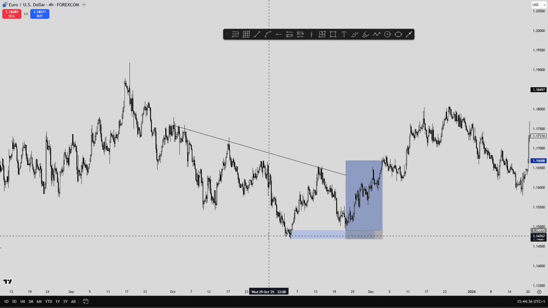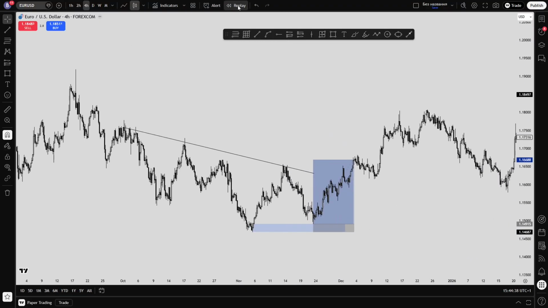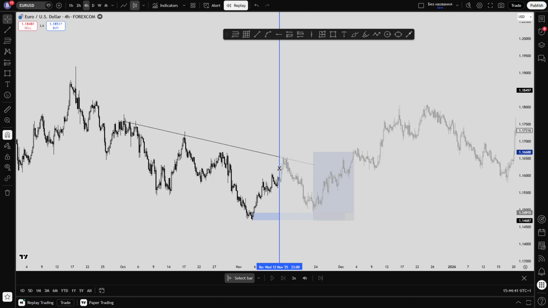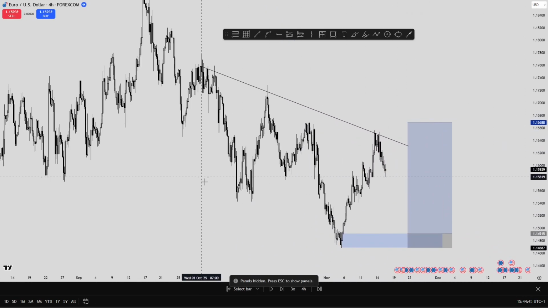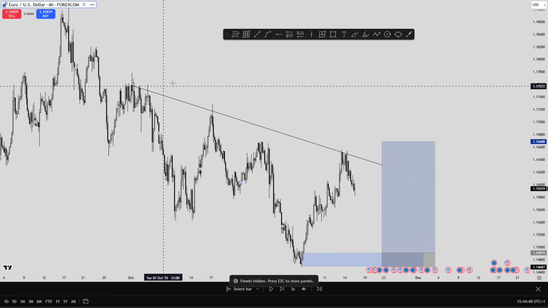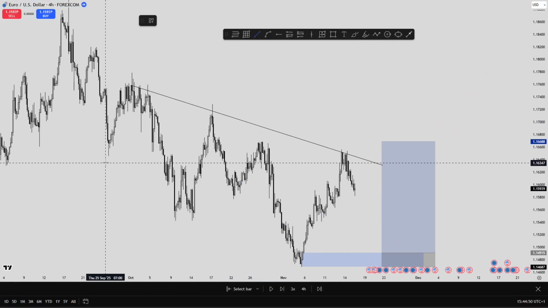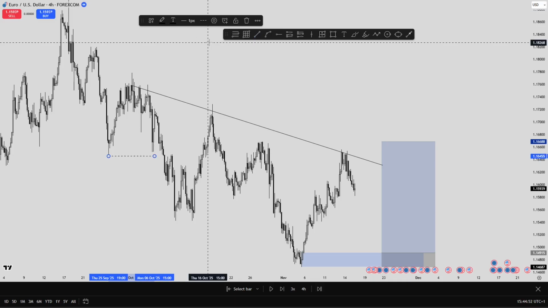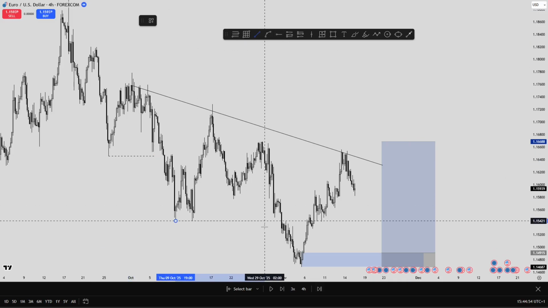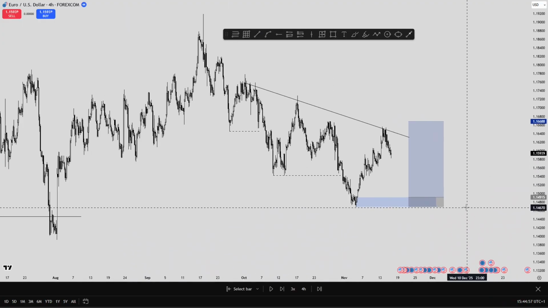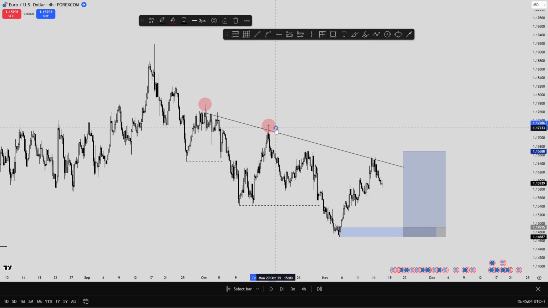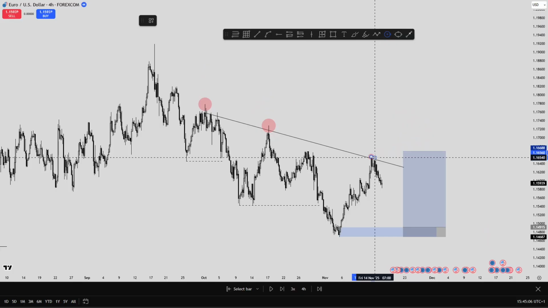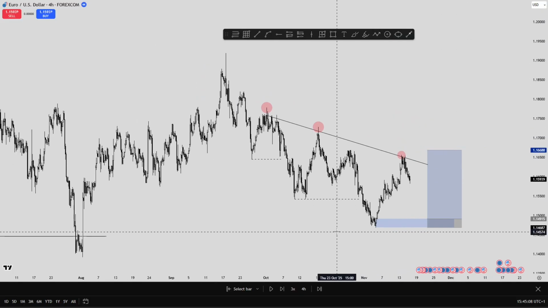So first, I will go a little bit back in time. We were like around here. As you can see, there is a very clear trend line forming. Here, break of structure. Break of structure. So what do we have? We have tap 1, tap 2, and then we have our third tap.